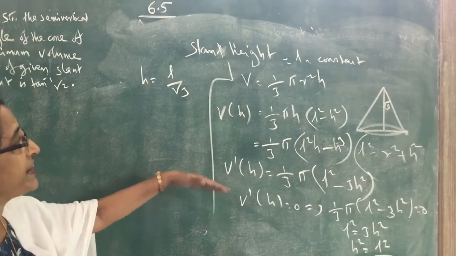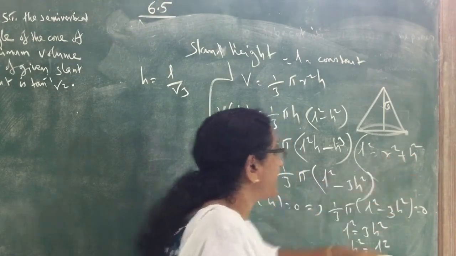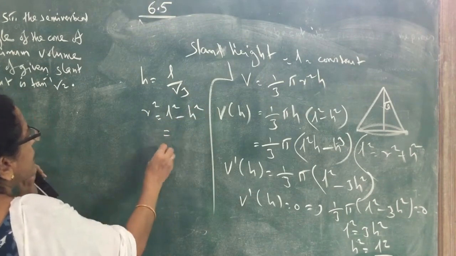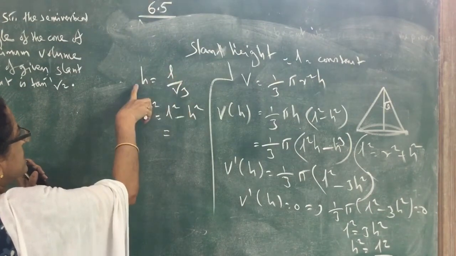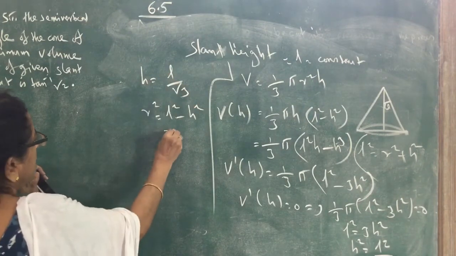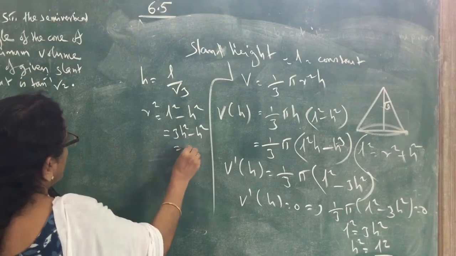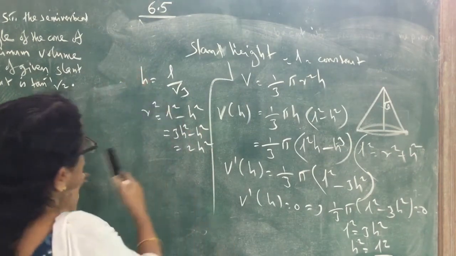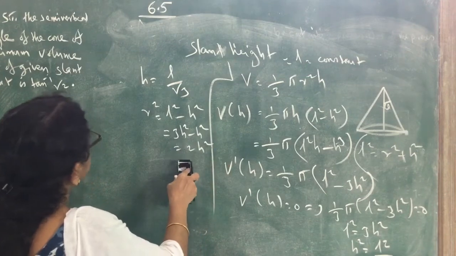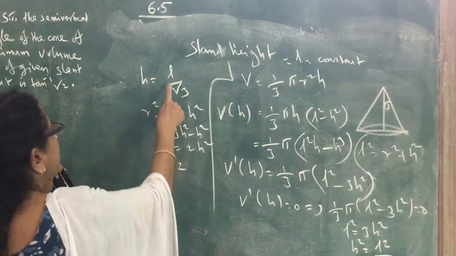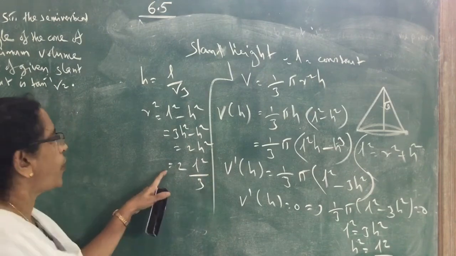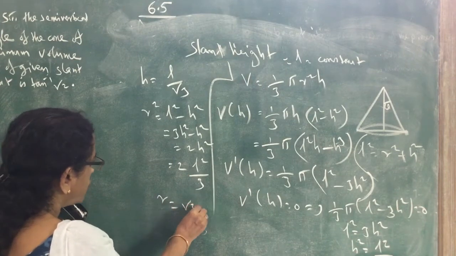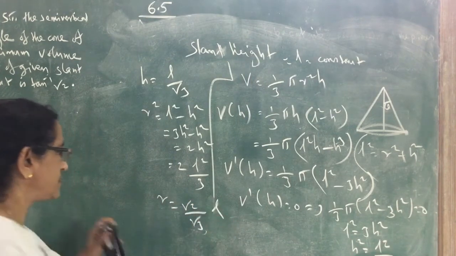Now we'll find r. What is r? r square equals L square minus h square. L square means 3h square. So 3h square minus h square equals 2h square. That is equal to 2 into h square, which is L square by 3. So we got r square equals 2L square by 3. So r equals root 2 by root 3 into L. So we got r and h.